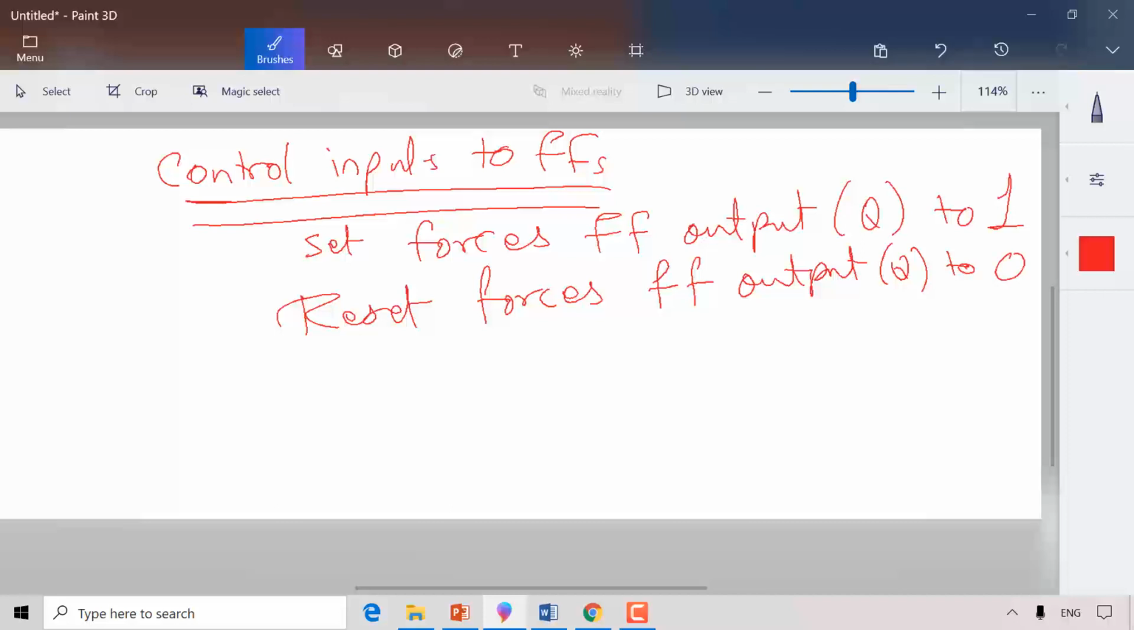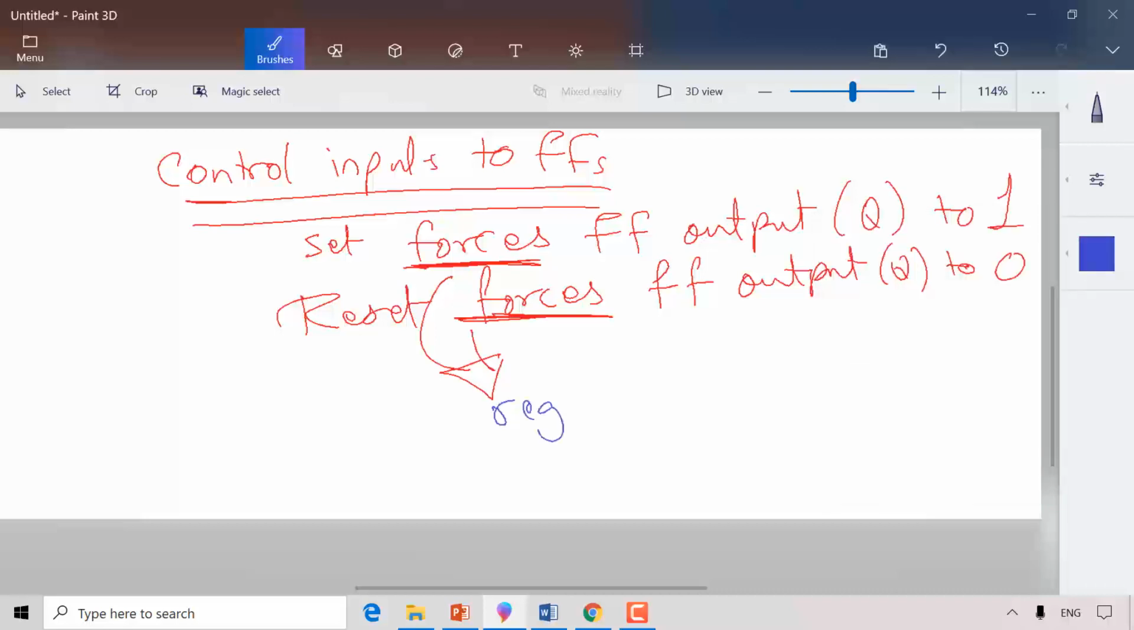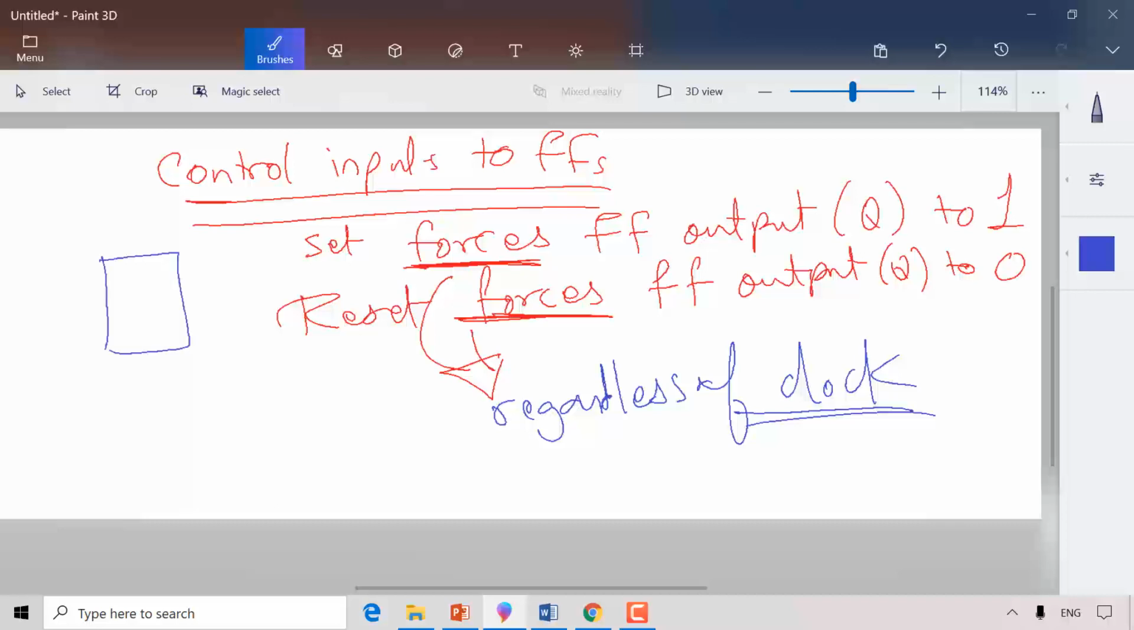Well, remember, this forcing happens, and this is the important point, regardless of clock, meaning they set the output asynchronously. So for example, let's say I have a D flip-flop, and here is my clock, the triangle. This is D, and this is Q and Q prime.